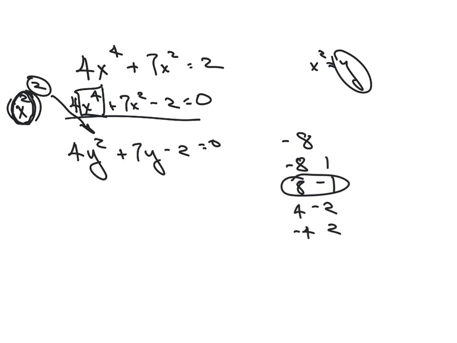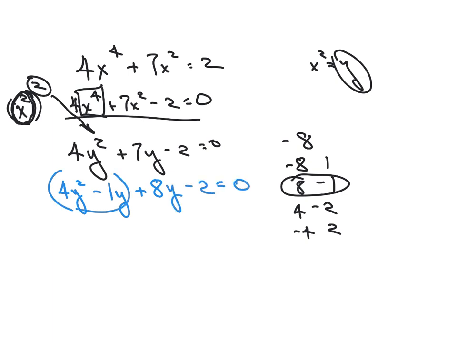And this is old stuff. Remember, we did this a while back. 4y squared minus 1x plus 8. Oops, I'm sorry. It should be a y, shouldn't it? 2y, no, 4y squared plus 8y minus 2 equals 0.